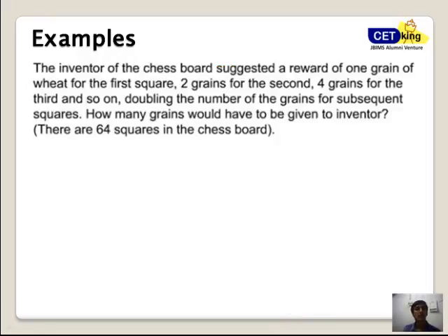Okay, give this problem a try. The inventor of the chessboard suggested a reward of 1 grain of wheat for the first square, 2 grains for the second, 4 grains for the third, and so on, doubling the number of grains for subsequent squares. How many grains would have to be given to the inventor?